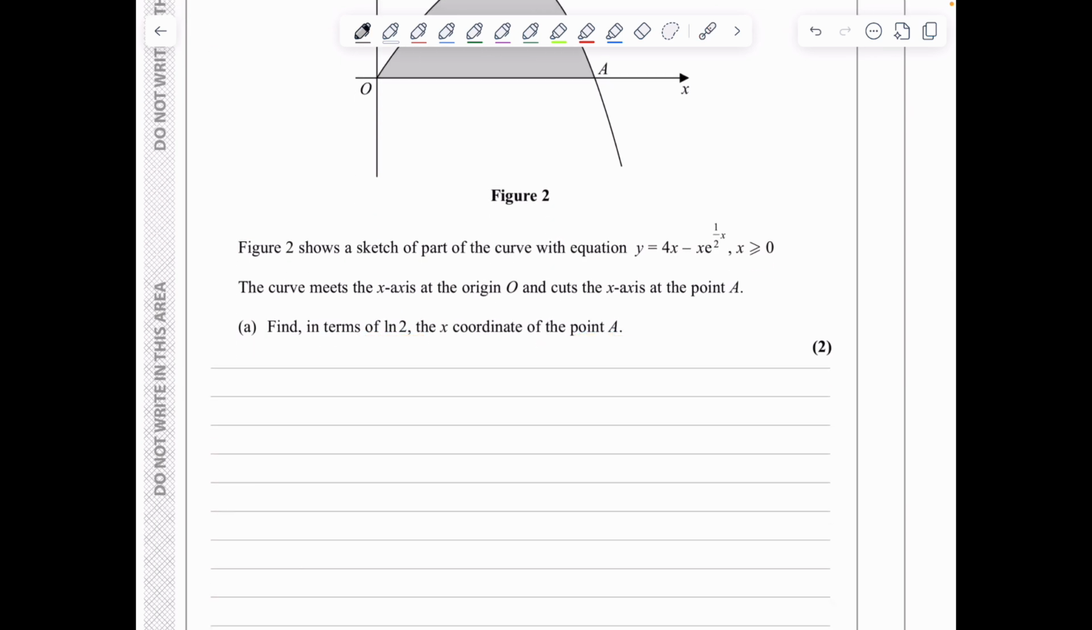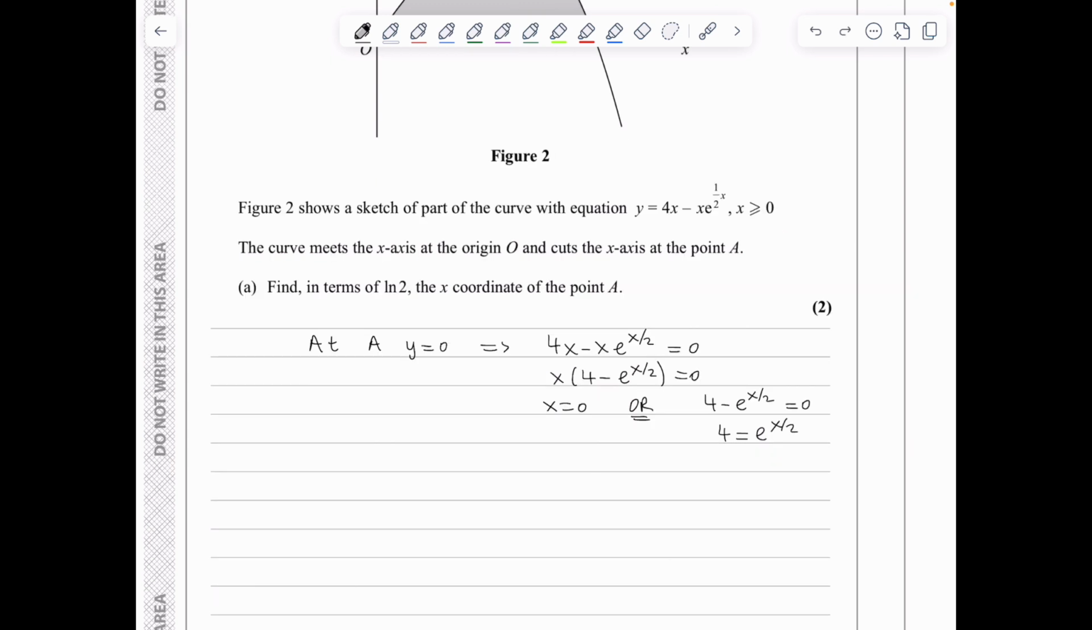Well, we know that since A is an intercept on the x-axis, this means that y is equal to 0, which means we need to solve x minus x e to the x over 2 being equal to 0. I will obviously factor out the x, leading to x times the bracket 4 minus e to the x over 2 is equal to 0. This leads to x is 0, which is the origin, or alternatively we have that 4 minus e to the x over 2 is 0, leading to 4 is e to the x over 2. Now we'll take ln of both sides, leading to ln 4 is equal to x over 2. And if I cross multiply, I get 2 ln 4 is equal to x.